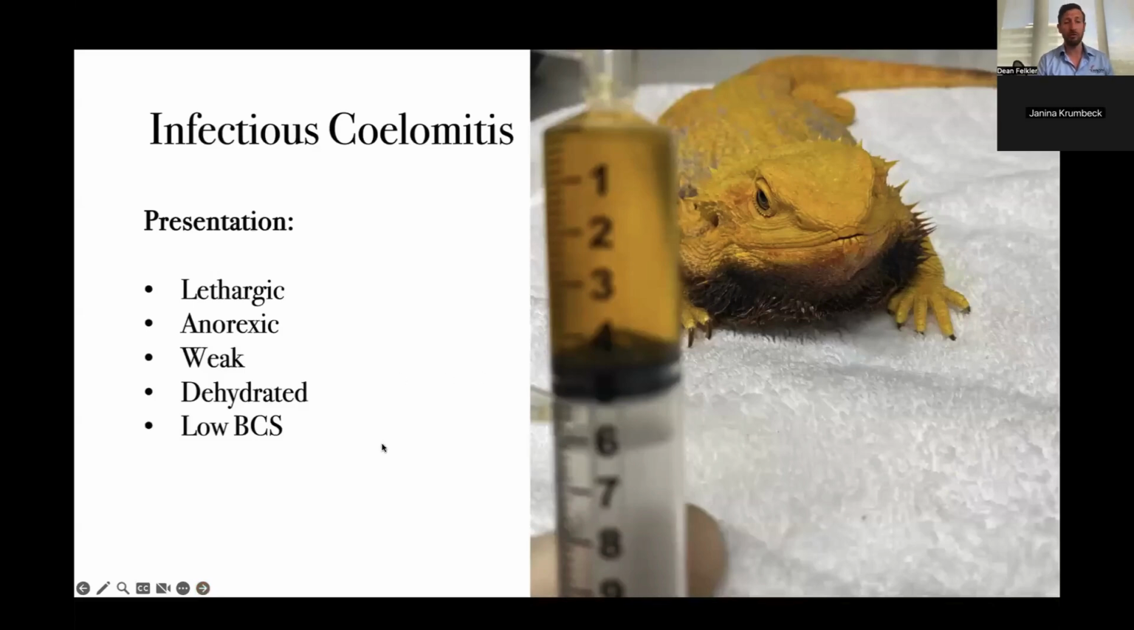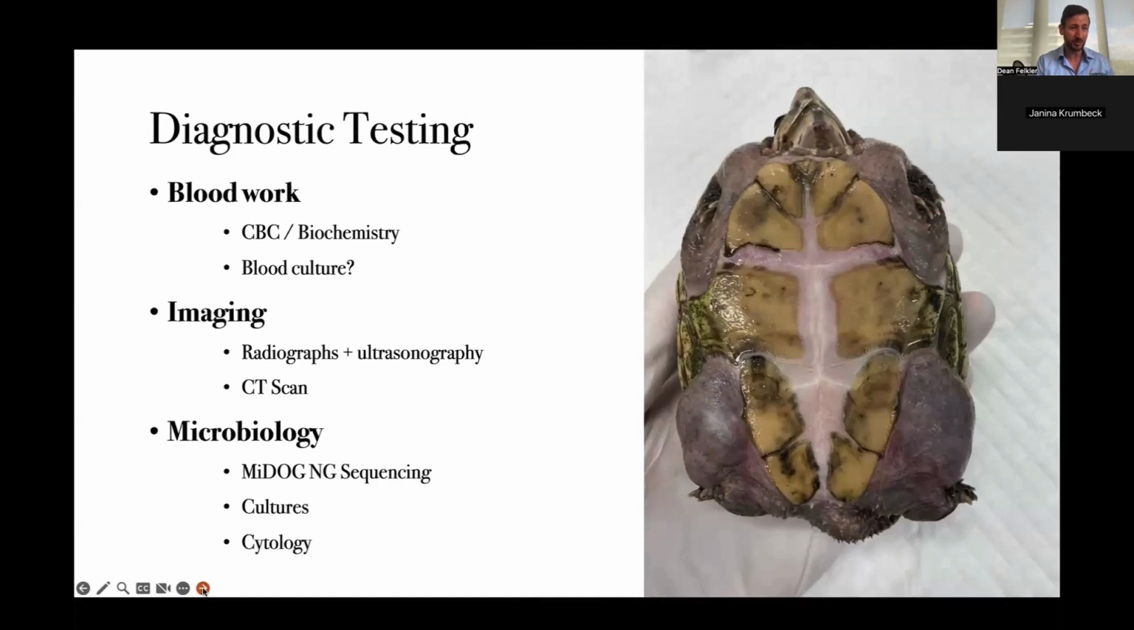So moving on to infectious coelomitis, just going to touch on this because we do see this quite frequently. And again, you generally see non-specific signs like lethargy, anorexia, weakness, dehydration, poor body condition. So you obviously need to do a workup to find out exactly what's going on. Here we've got a bearded dragon, which looks exactly like it's got coelomic fluid. I don't think there are any publications to support that, but in this patient, we have that. And like I said, we've got to take the whole patient into consideration: CBC and biochemistry as always, and then a blood culture.